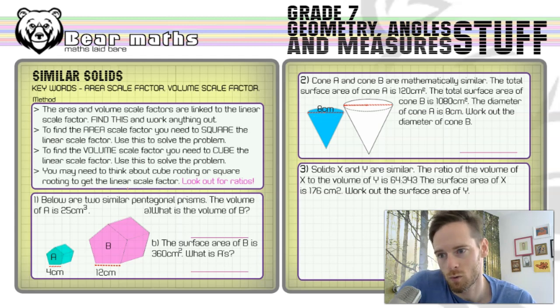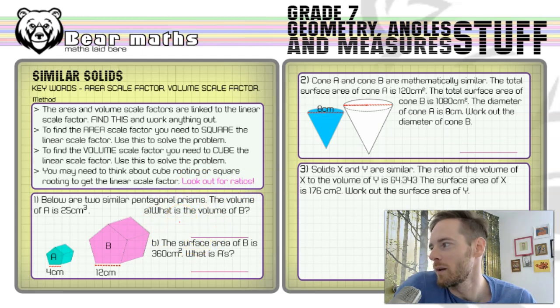And if you do square root the area scale factor, you'll get the linear scale factor, which you might need in order to get the volume scale factor, for example. And then the same thing for if you've got the volume scale factor, if you cube root that, you will get the linear scale factor. So it all sounds quite complicated, but actually it all revolves around that linear scale factor. Look out for ratios is what I've put in pink there, because look out for ratios.